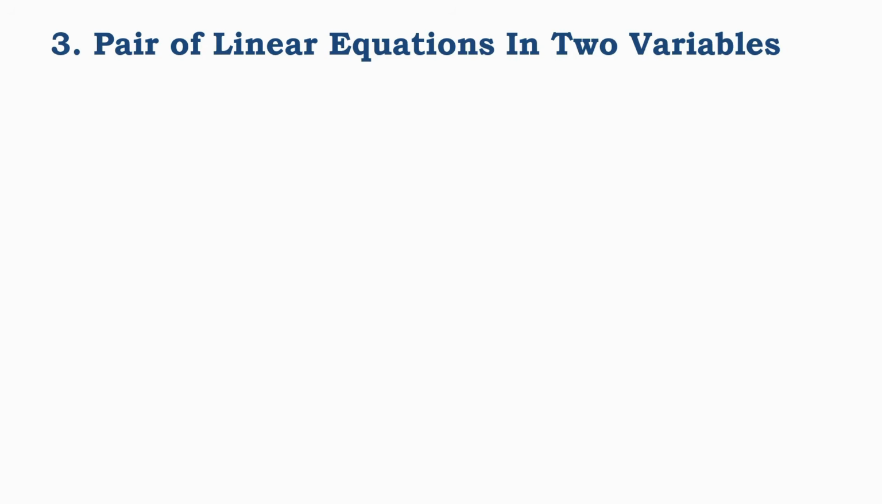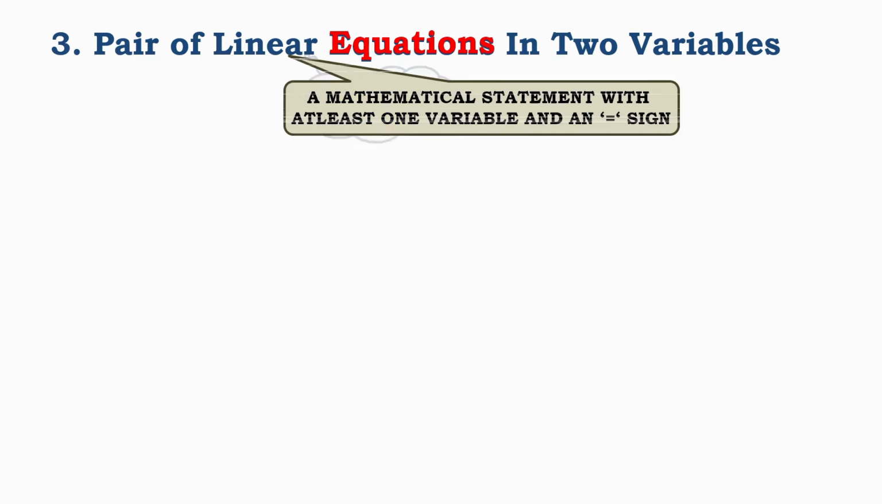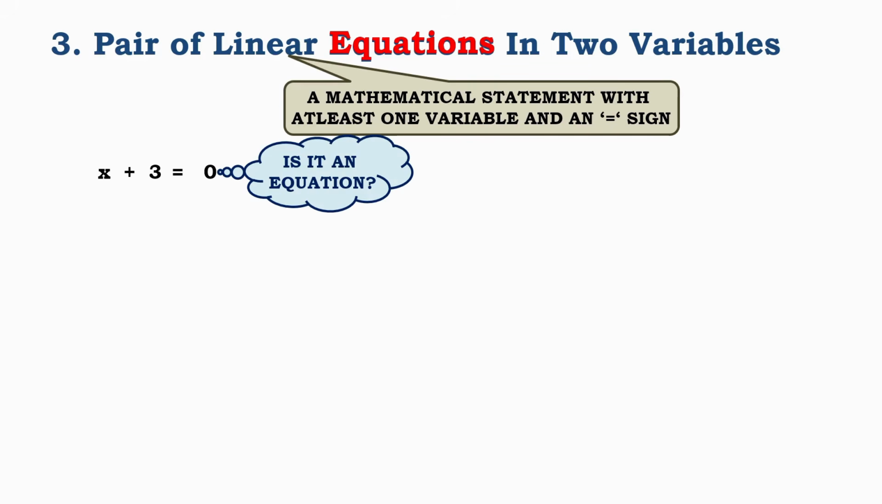Hello students. Let us begin chapter 3 pair of linear equations in two variables. Before understanding linear equations, we should first understand what an equation is. An equation is a mathematical statement that contains at least one variable and an equal to sign. For example, x plus 3 equals 0. Y plus 3 equals 0.